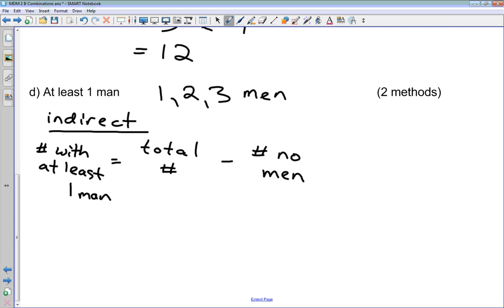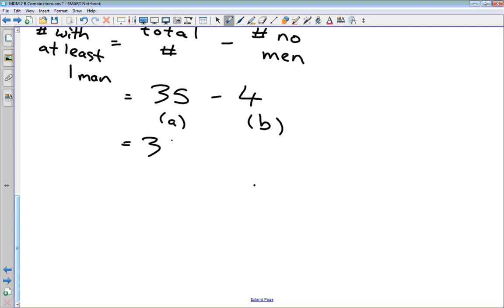So what are the total number of committees we can have? Well, we did that up in Part A. We found out that that was 35. How many ways can we make a committee with no men on it? Well, we found that actually in Part B. That was 4. So that leaves us with 31 committees that have at least 1 man on it. Now that's the indirect way of doing this calculation.